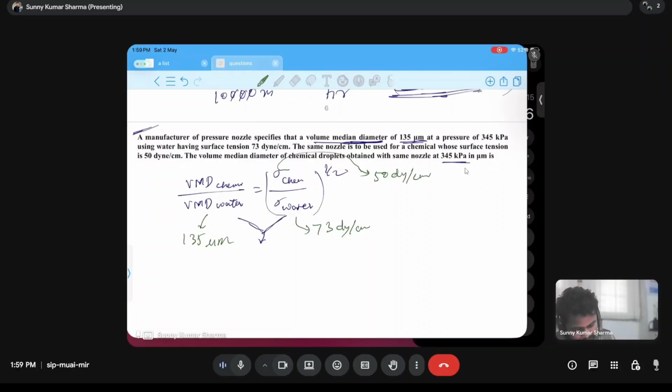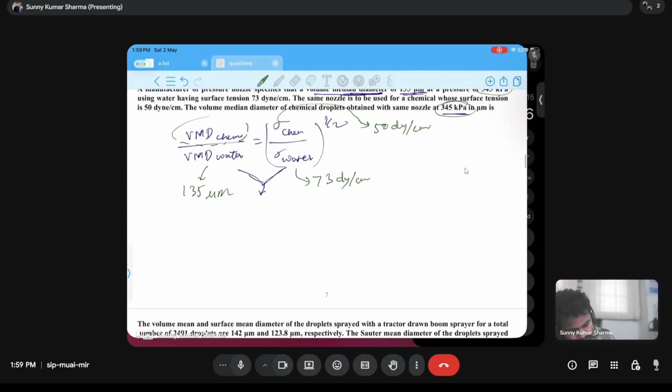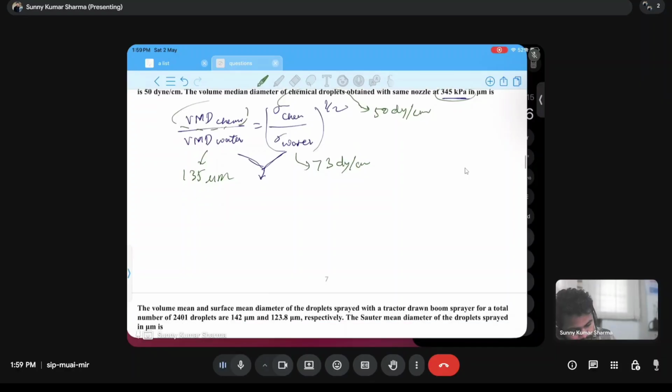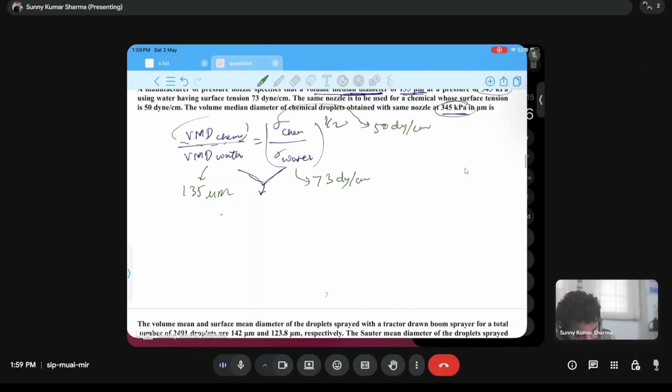So three knowns are there and only one unknown, you can see. So you can directly solve this question. Here the volume median diameter of the chemical droplet obtained is being asked. If it is the same pressure, then only you can apply this formula, if it is operating at the same pressure. So we will directly put the values.